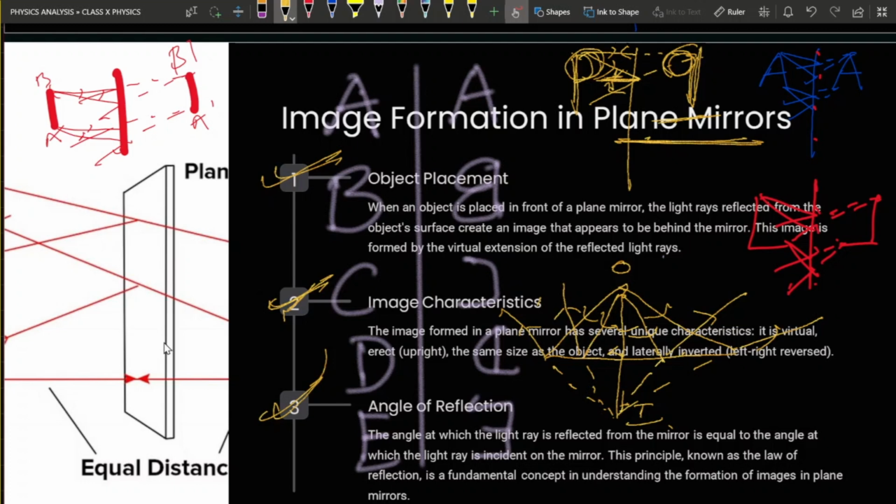One thing we are observing is that the left side of the object appears on the right side in the image, and the right side of the object appears on the left side in the image. This part is unique.